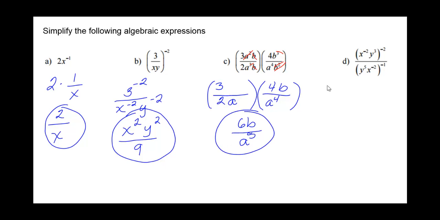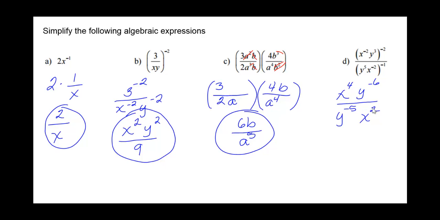And the last one over here, letter D. This one, we're going to go ahead and multiply the exponents. We have a power raised to a power. So in our fraction, we'll have x to the minus 2 times minus 2 is x to the positive 4. And then y to the minus 6, when you multiply a positive 3 and a negative 2. In the denominator, we're going to have y to the negative 5 and x to the positive 2.